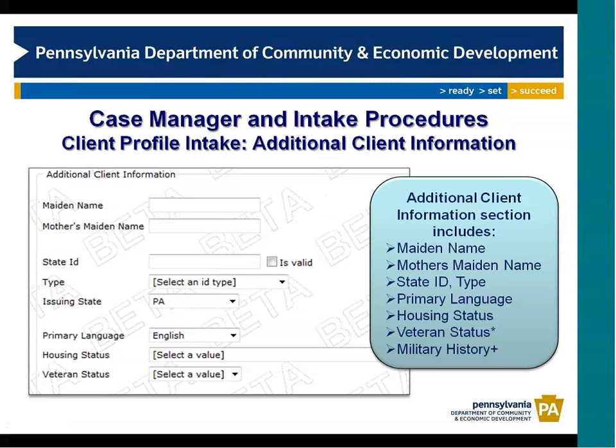Additional client information, this is what we call kind of the hodgepodge of information. We put a bunch of different information into this section. It includes maiden name, some state ID fields, primary language. Then it also has what we call the current housing status, as well as the veteran status down at the bottom here.